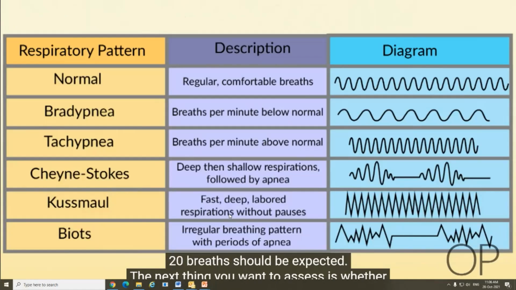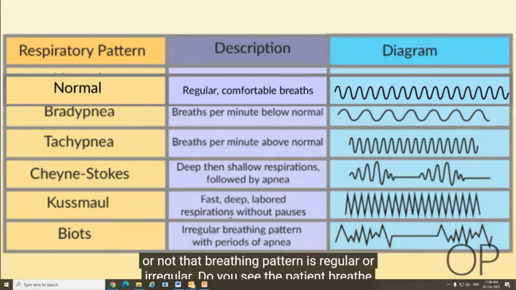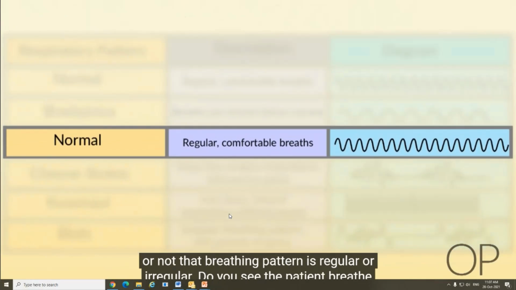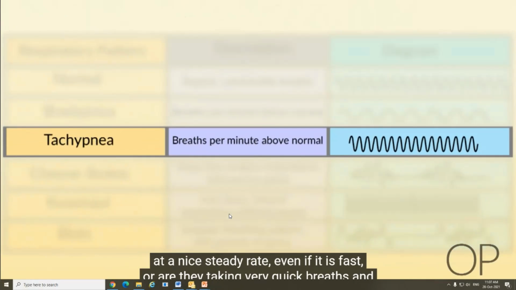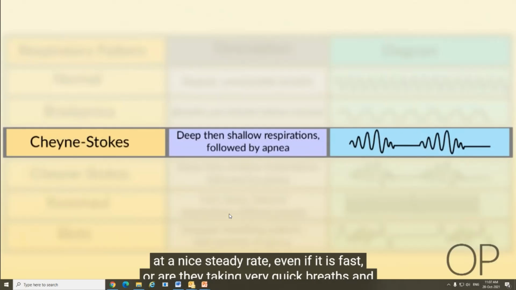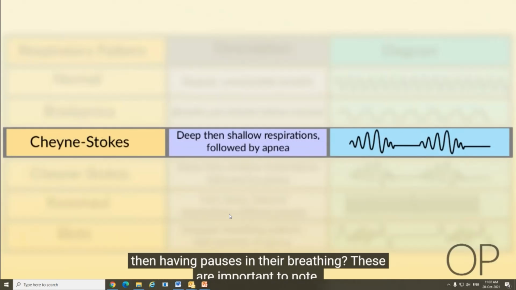The next thing you want to assess is whether or not that breathing pattern is regular or irregular. Do you see the patient breathe at a nice, steady rate, even if it is fast, or are they taking very quick breaths and then having pauses in their breathing? These are important to note.